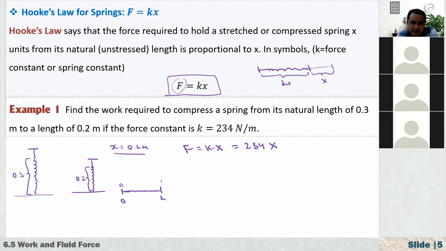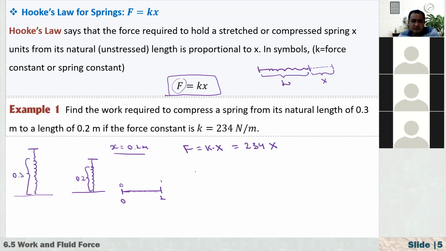So for example, let's say if x is equal to 0.1, at that time we need 23.4 newtons to keep this at this length, right? For example, if it is, let's say, 0.05, at that time just substitute here, and we can find what force is applied at this point.